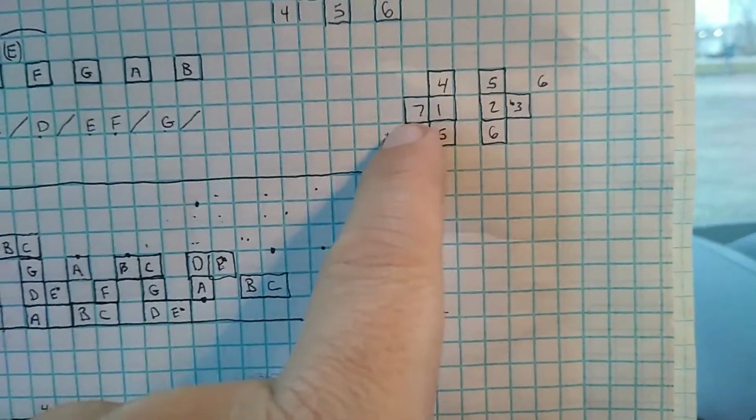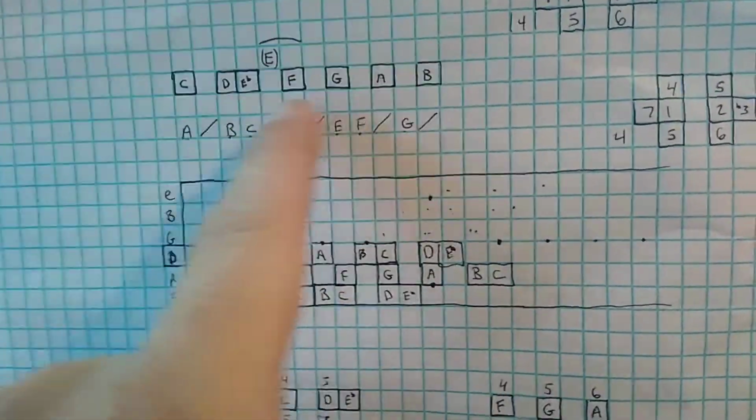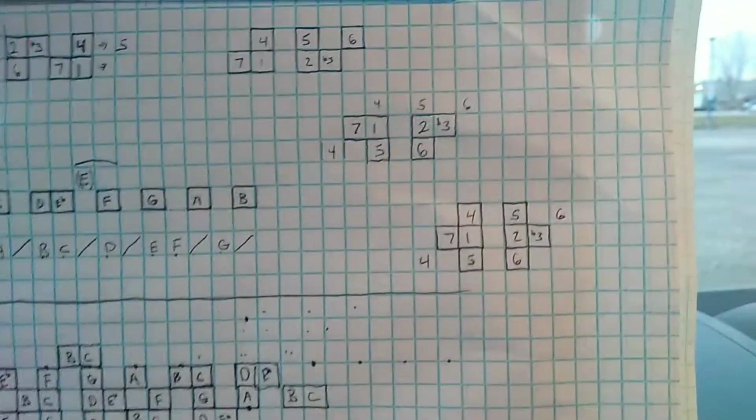Oh, yeah, it's back in the first pattern. Actually, that's really the trick here. You just take that 7 note and you lump it in with the first pattern, and you've got the whole thing very easy to decipher.